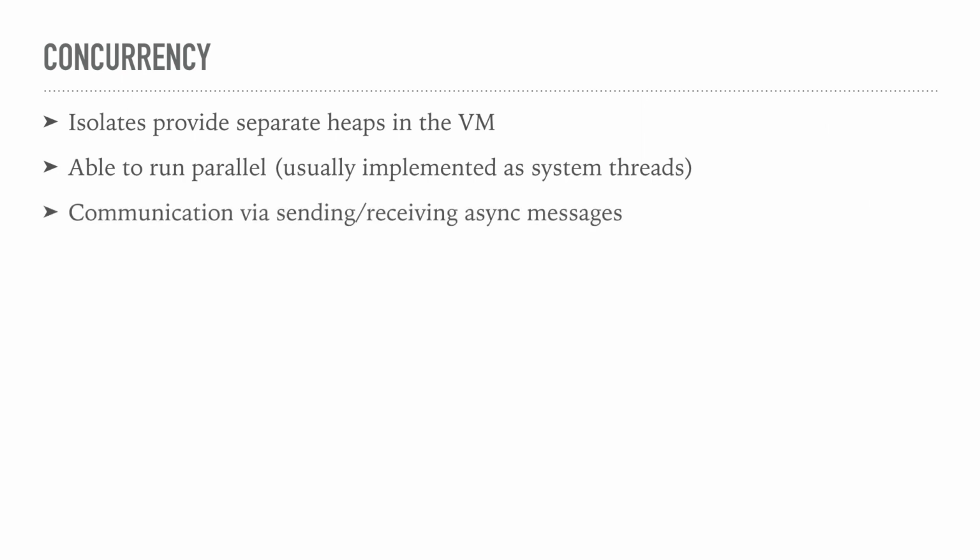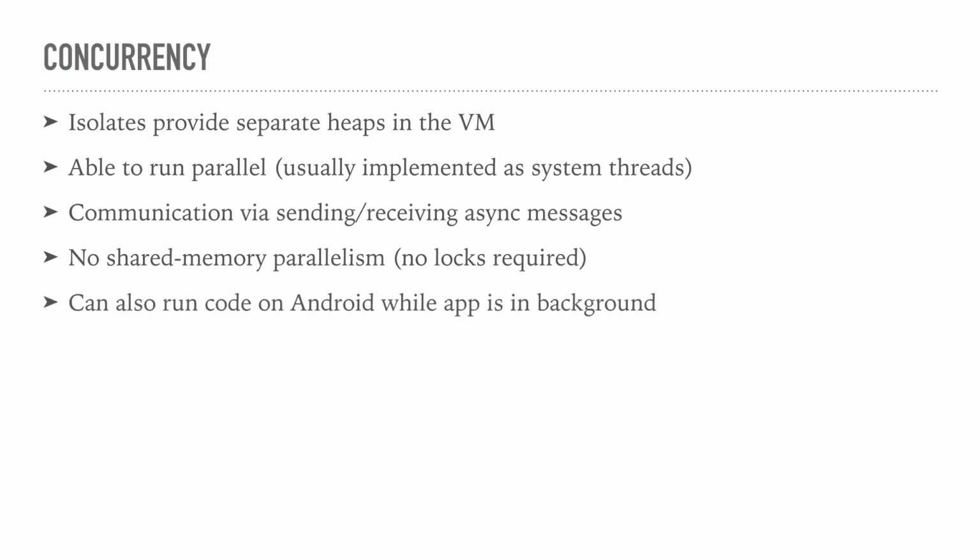You're able to run in parallel. Isolates basically give you the ability to access things in parallel. Also, as of recently, Flutter can run in the background on both iOS and Android, which is really slick. And because the concurrency is done with no shared memory parallelism, there's no locks required. You can't run into a deadlock, which is really nice.